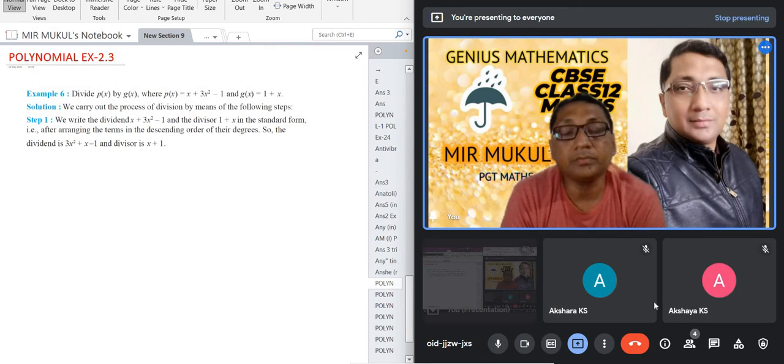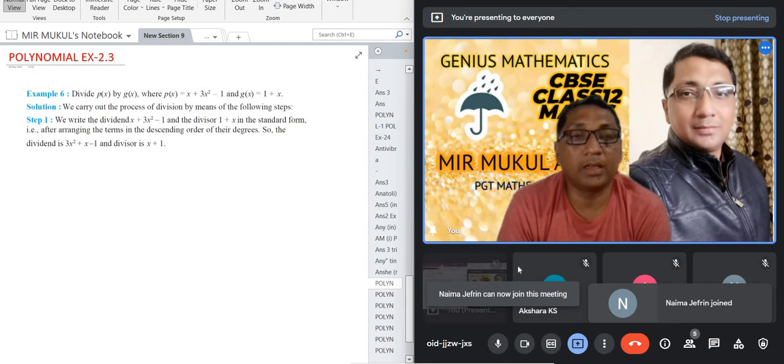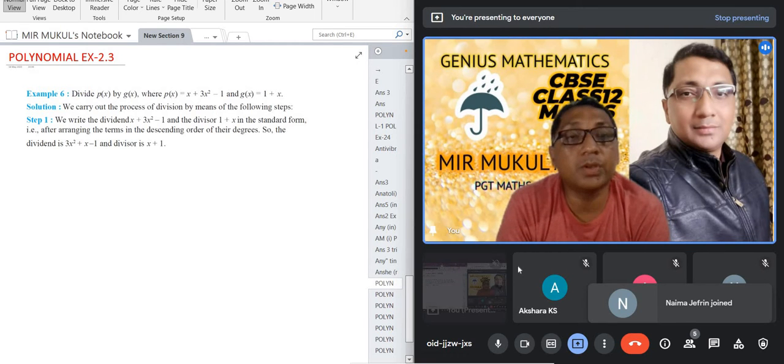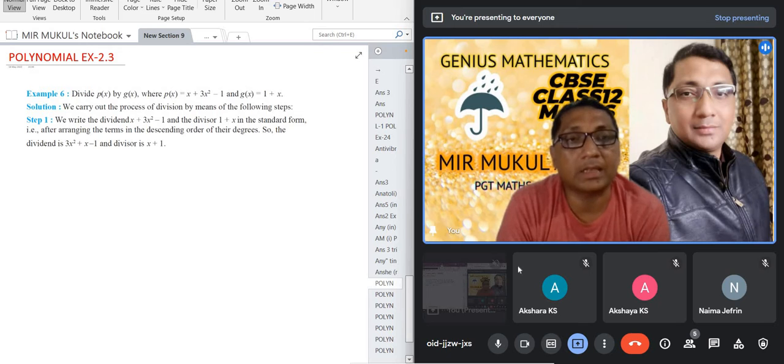Types of polynomial, what have we learned? We have learned monomial, binomial, trinomial, then linear polynomial, quadratic polynomial, cubic polynomials, and zeros of the polynomial. So what is the zero of a polynomial? If p(x) is a polynomial, for any value of x, if we get p(x) equals 0, then that value of x is called a zero of the polynomial. So that much we have learned.